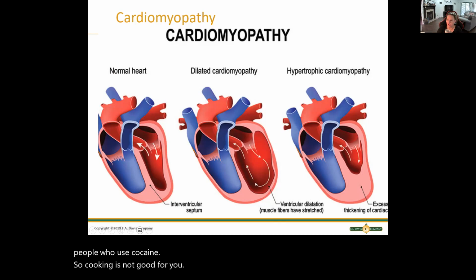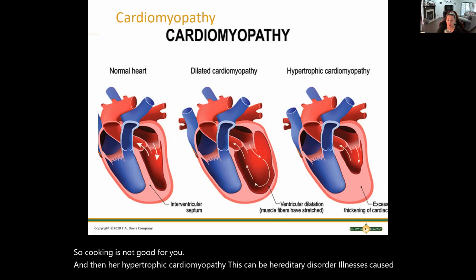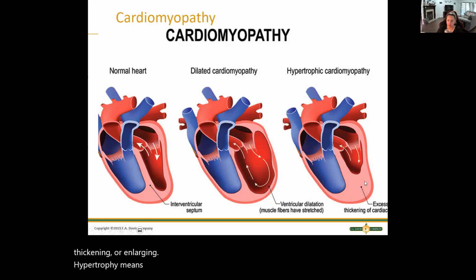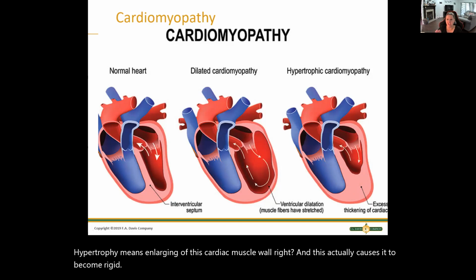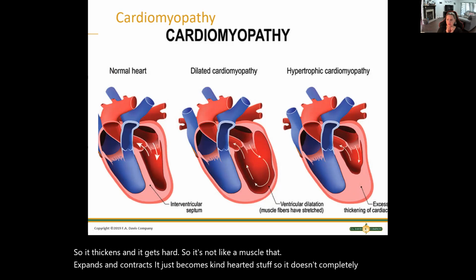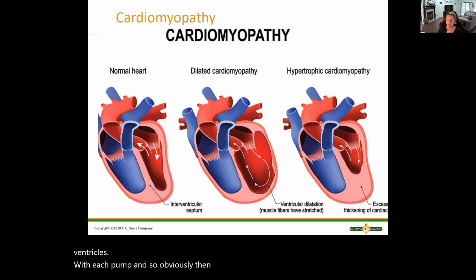And then hypertrophic cardiomyopathy, this can be a hereditary disorder, and this is caused by thickening or enlarging. Hypertrophy means enlarging of the cardiac muscle wall, right? And this actually causes it to become rigid, so it thickens and it gets hard. So it's not like a muscle that expands and contracts. It just becomes hard and stiff. So it doesn't completely fill the ventricles with each pump. And so obviously then we're going to have decreased cardiac output with this as well.